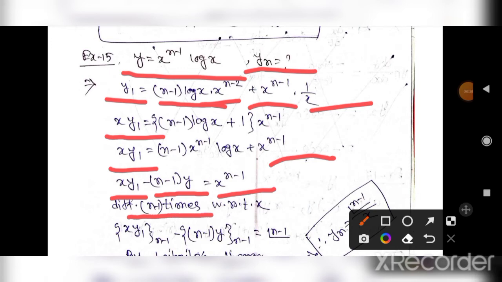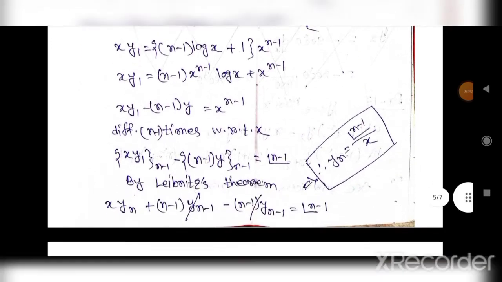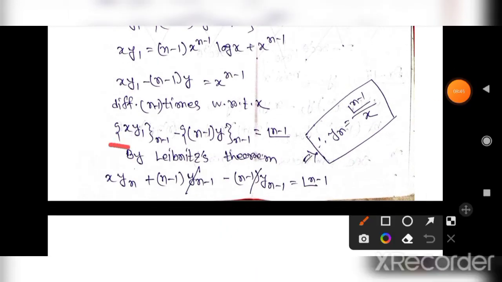Differentiating n-1 times with respect to x, we get x·y(n) - (n-1)·y(n-1) = (n-1)!, as the (n-1)th derivative of x^(n-1) is factorial n-1. By Leibniz theorem, we get x·yn + (n-1)y(n-1) - (n-1)y(n-1) = (n-1)!. So yn = (n-1)!/x. This is our answer.